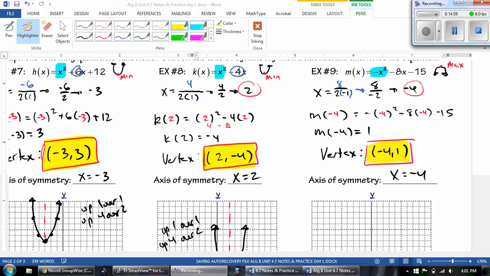Okay, so your vertex is negative 4, 1. Axis of symmetry is negative 4. Since we're opening down, right, because it's negative.